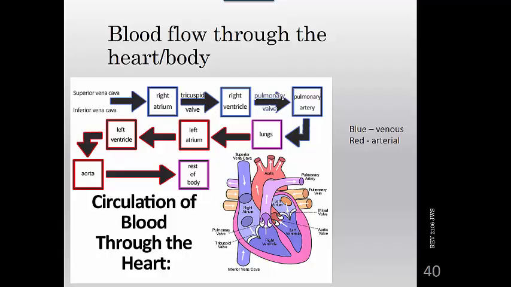This chart, if you've taken my class, you're familiar with, is a simplification of what we learned about blood circulation through the body. Blood from the superior and inferior vena cavas flows to the right atrium, through the tricuspid valve into the right ventricle. From the right ventricle, the blood travels through the pulmonary valve into the pulmonary arteries and on into the lungs, where it's oxygenated.